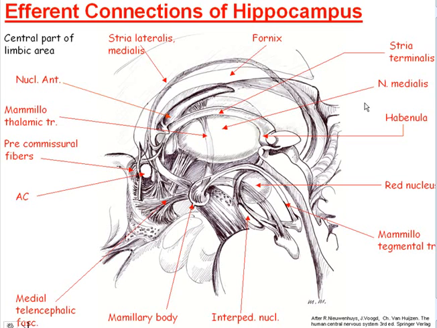This is the drawing showing the fornix coming down to the mammillary body and the mammillothalamic tract going from the mammillary body to the anterior nuclei of the thalamus. And from the anterior nuclei of the thalamus, the information is projected to the cingulate gyrus.